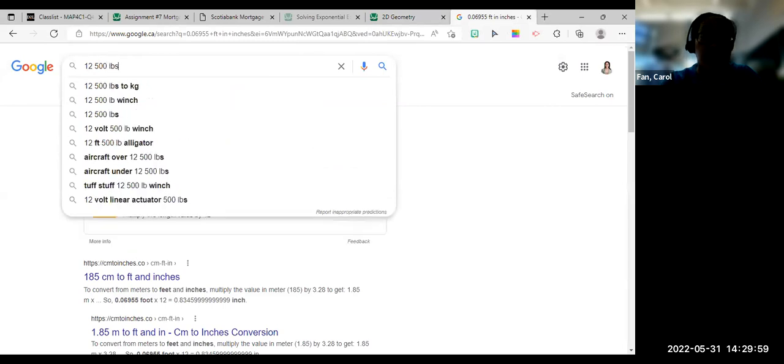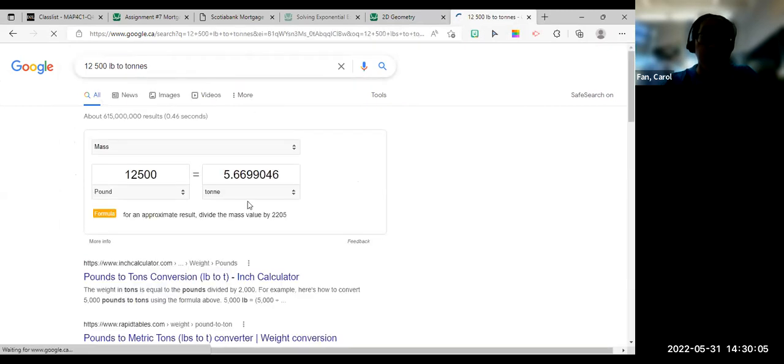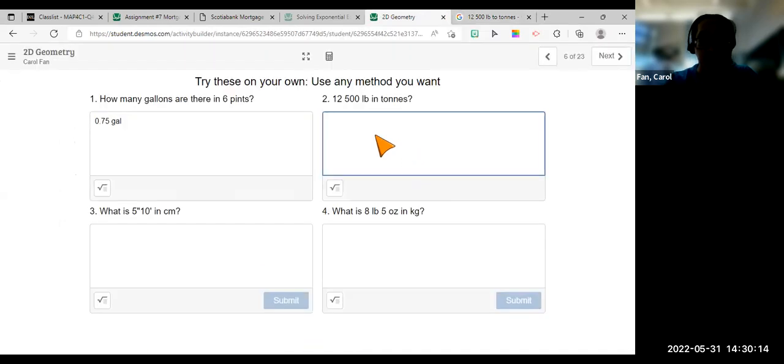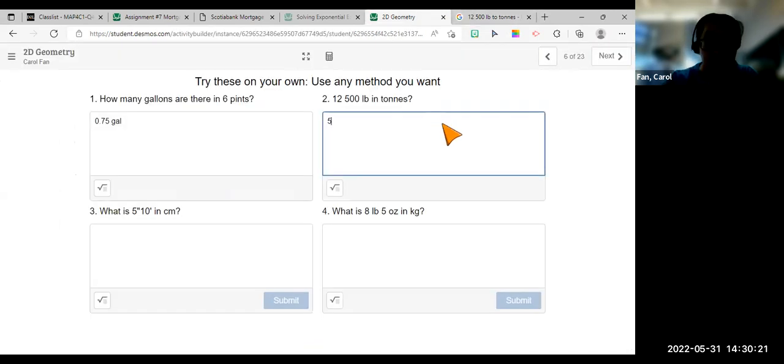12,500 pounds to tons. Now, there's a tonne with the double N and E. So we're going to type it in the same way, 0.66. Let's round it to 0.67. 5.67. So 5.67 tons.